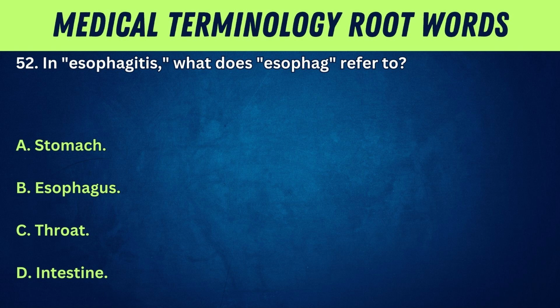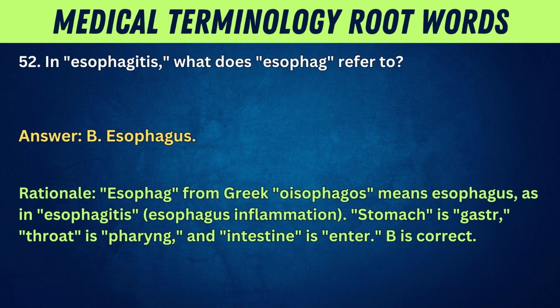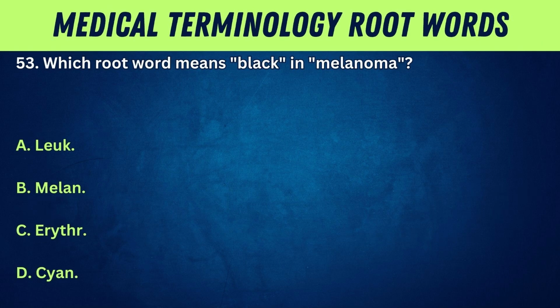52. In esophagitis, what does esophag refer to? A. Stomach. B. Esophagus. C. Throat. D. Intestine. Answer: B. Esophagus. Rationale: esophag from Greek oesophagos means esophagus, as in esophagitis, esophagus inflammation. Stomach is gastr, throat is pharynx, and intestine is enter. B is correct.